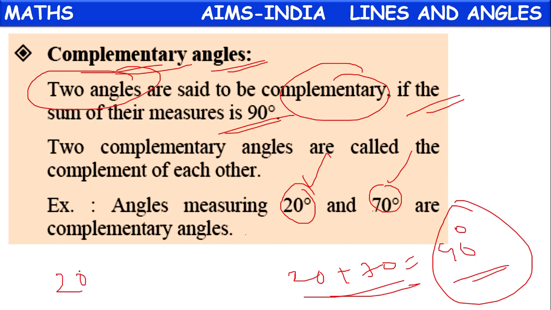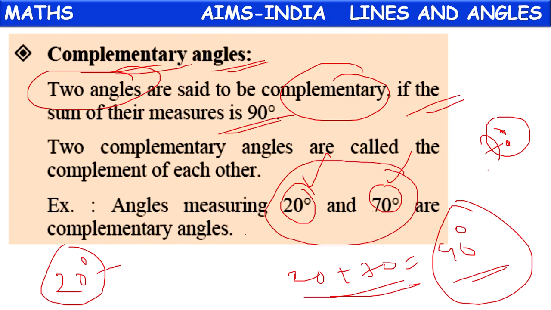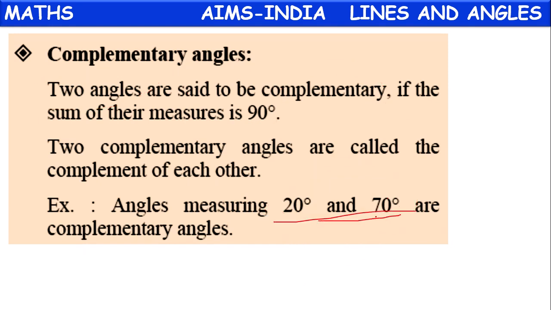If you take them individually, 20 alone is not a complementary angle. It is only an acute angle because it is less than 90 degrees. Likewise 70 alone is only an acute angle. But if you compare both, what type of angles are 20 and 70? They are complementary, because their sum is equal to 90 degrees. They are complement to each other.